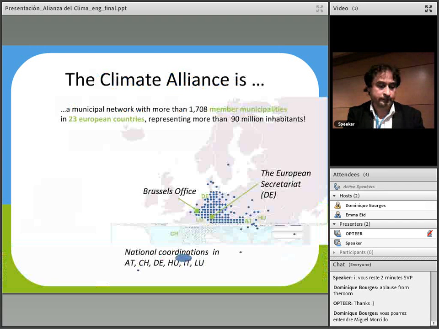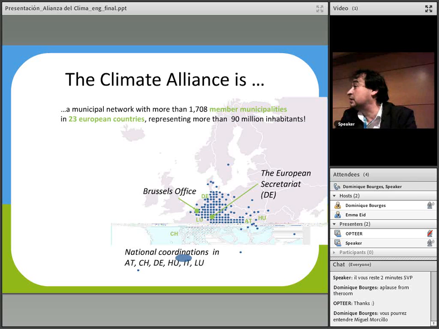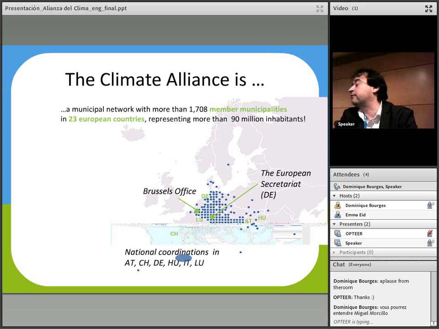So, in this way, the Climate Alliance is a network. We are talking about 1,700 municipalities in 23 countries. Berlin, different counties, a lot of villages. These municipalities take the commitment to reduce emissions by 10% each year. This is a very big challenge.